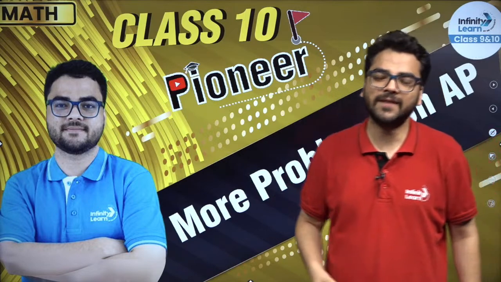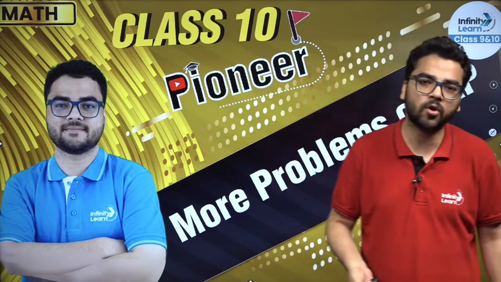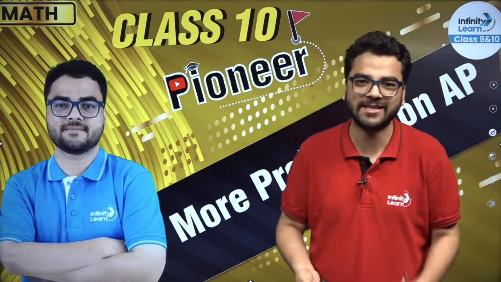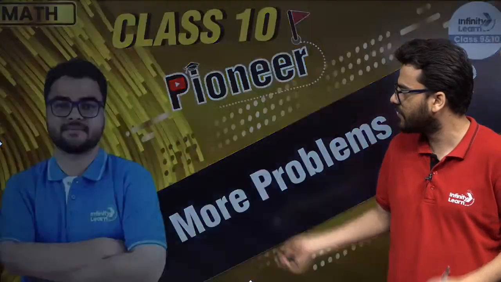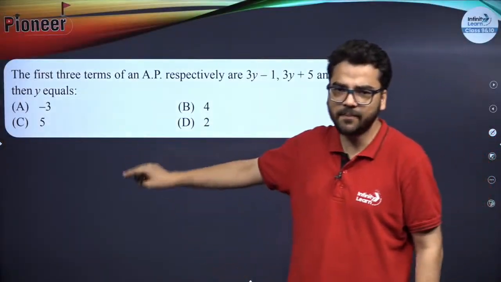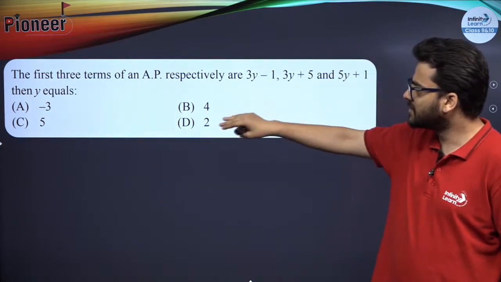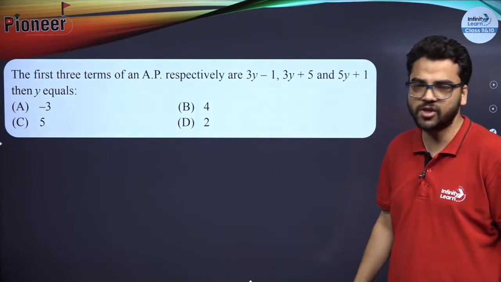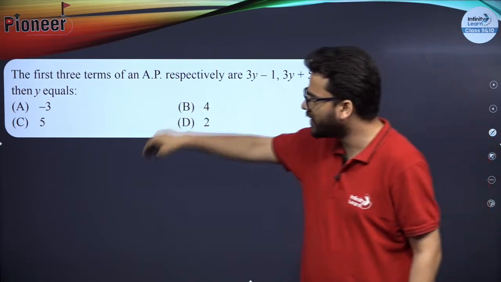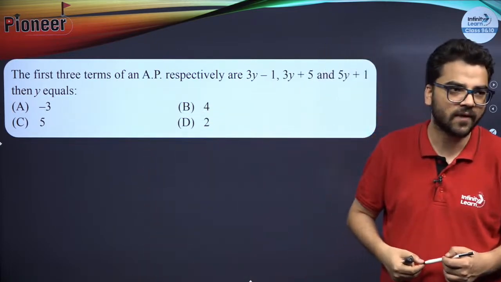Okay guys, so let's start with this session. We are going to practice some more questions on arithmetic progressions in this session. So let us start with the very first question over here. This is a very basic question on AP. The first 3 terms of an arithmetic progression are given to you, and you have to find the value of y. Can you try doing this one?